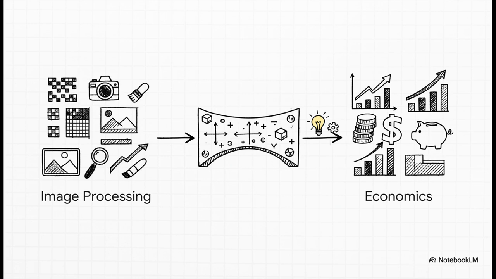What this does is it gives us a common language. It lets us translate ideas and tools from one field to another. An algorithm that was designed for processing images could be adapted to analyze economic data, all because both problems can be framed in the language of vector spaces. This is the power of abstraction. It reveals the hidden connections between problems.